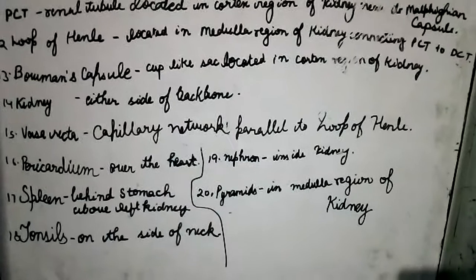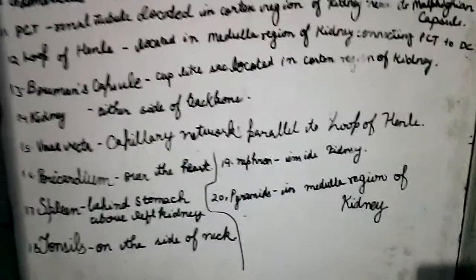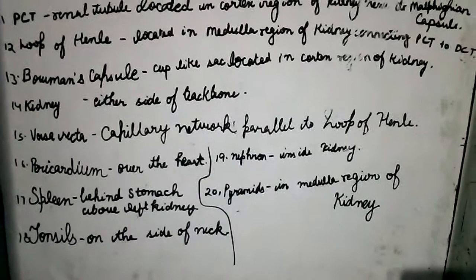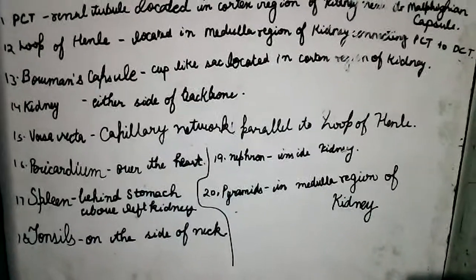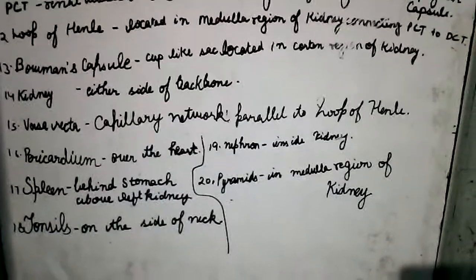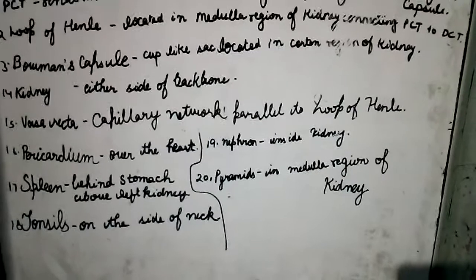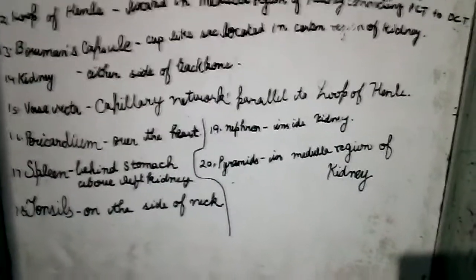12th question, loop of Henle. Loop of Henle is located in medulla region of the kidney connecting PCT to DCT. 13th question, Bowman's capsule, cup-like sac found in the cortex region of kidney. 14th question, kidney. Kidney is present on either side of the backbone. 15th question, vasa recta. Vasa recta is a capillary network running parallel to the loop of Henle. 16th question, pericardium. Pericardium is a covering which is present over the heart.